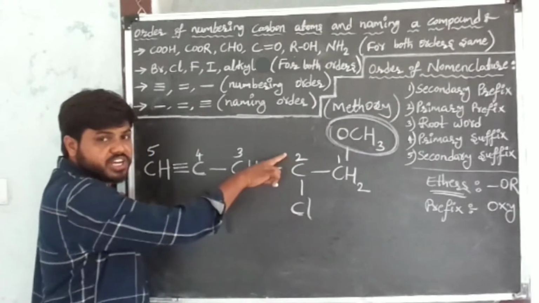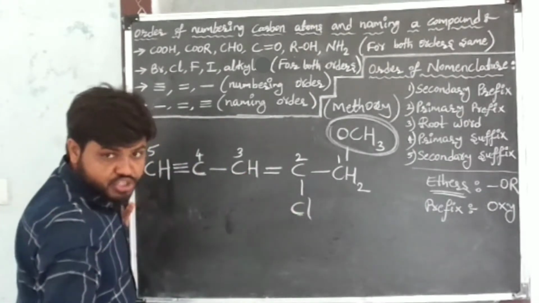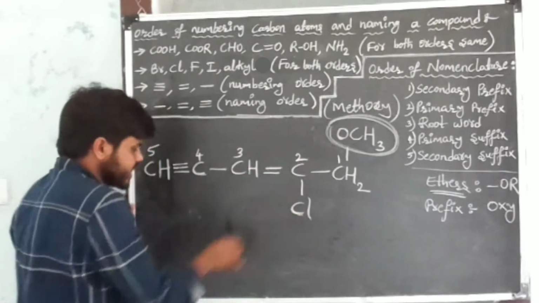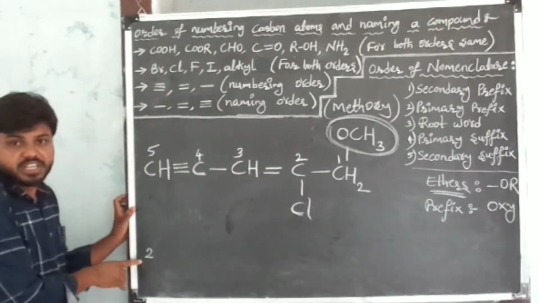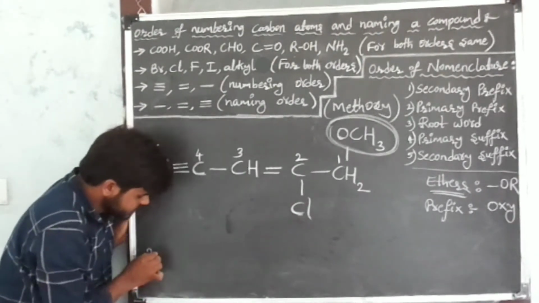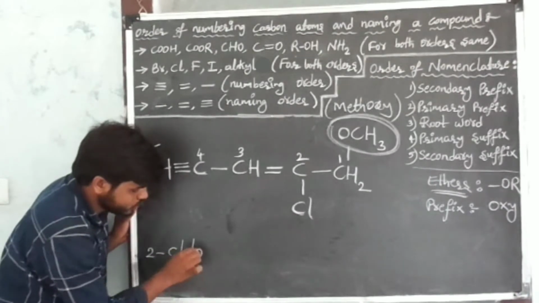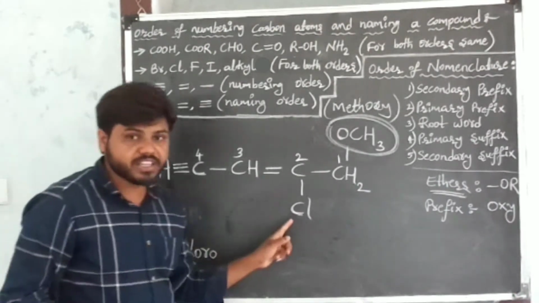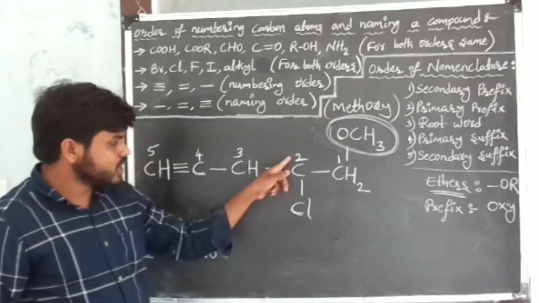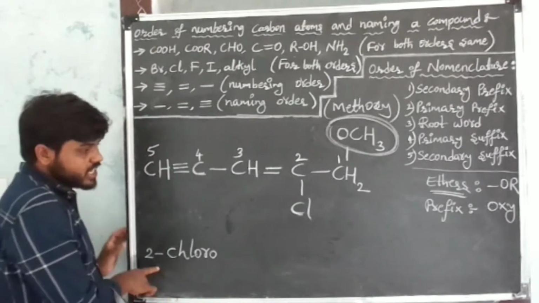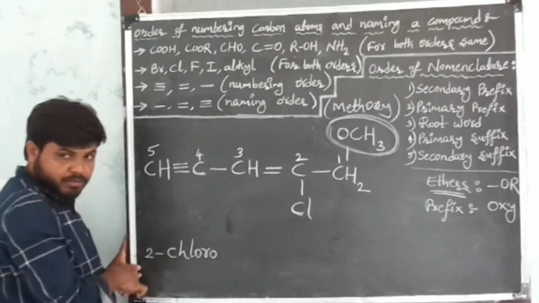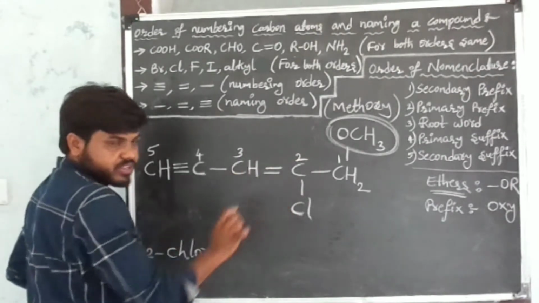The position of chlorine is what? Second. First write the position, then after that the chlorine prefix. I am writing that position. After writing position, the prefix of chlorine is what? Chloro. So the chlorine prefix is completed: 2-chloro.